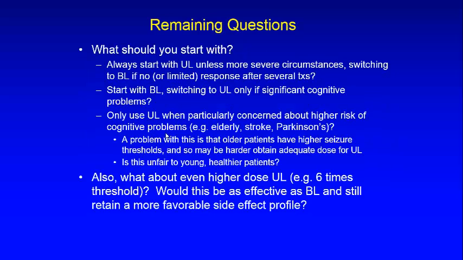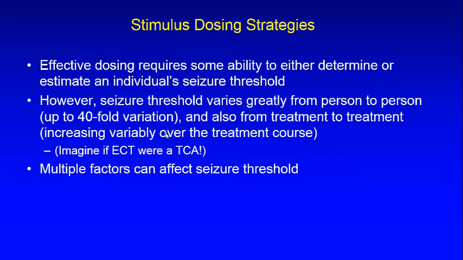All right, so if we are going to decide that there is a difference between lower doses and higher doses, we do have to decide in an individual patient, how will we pick a stimulus dosage? Obviously, effective dosing requires some ability to either determine or to estimate that particular individual's seizure threshold. And the problem is that seizure threshold varies greatly from person to person. You can have up to a 40-fold variation in seizure threshold between different individuals.